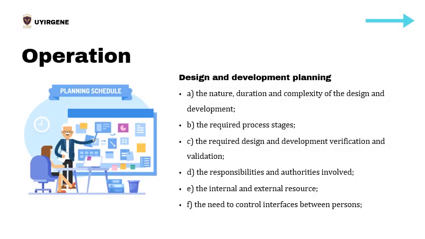Design and development planning. In determining the stages and controls for design and development, the organization shall consider the nature, duration, and complexity of the design and development activities. The required process stages, including applicable design and development reviews. The required design and development verification and validation activities. The responsibilities and authorities involved in the design and development process. The internal and external resource needs for the design and development of products and services. The need to control interfaces between persons involved in the design and development process.